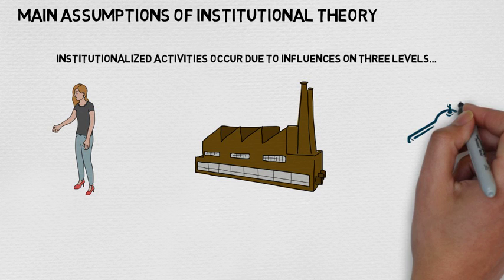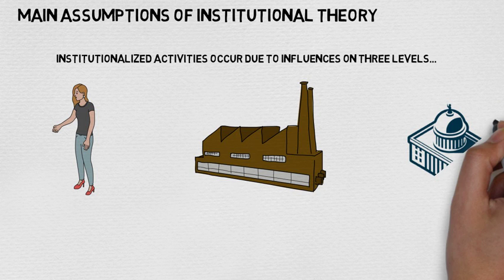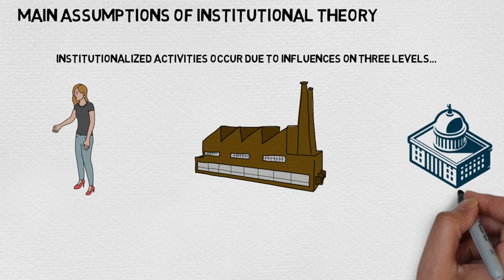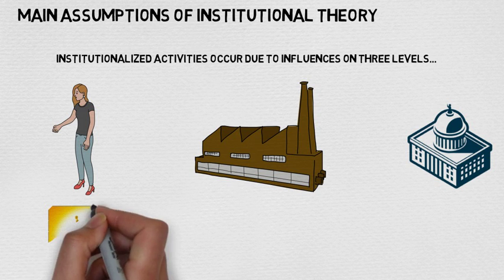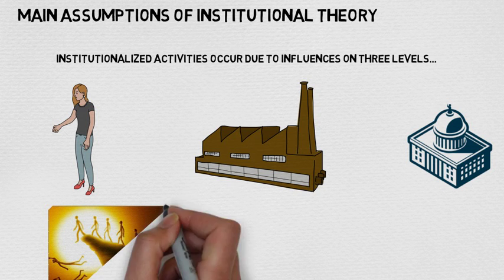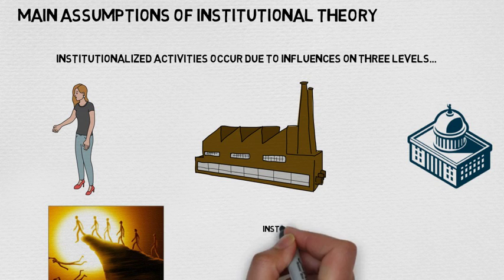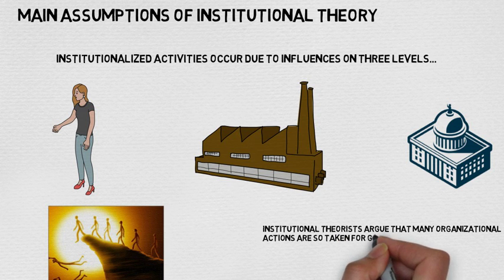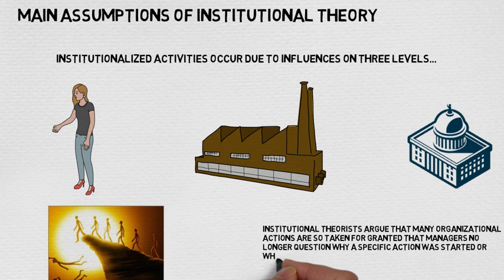And finally, the interorganizational level. For example, pressures from government, industry alliances, and expectations from society define what is socially acceptable and expected organizational behavior, which pressures organizations to look and act the same. An action becomes institutionalized when the reason for its existence is merely that everybody else is doing it. Institutional theorists argue that many organizational actions are so taken for granted that managers no longer question why a specific action was started or why a specific action should continue.